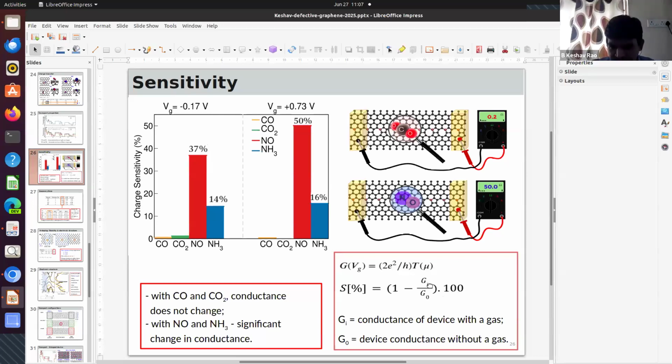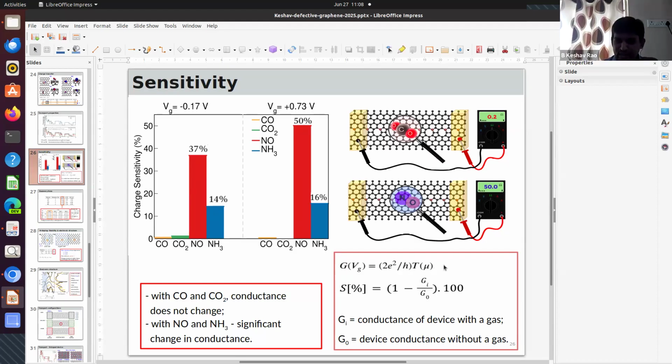See here, if G_i was 0.5 and G_0 is 1, then 1 minus 0.5 gives 0.5 for capital S. But if G_i is 0.2, then 1 minus 0.2 gives 0.8. So if G_i, the conductance, is reduced, S increases. Conductance means 1 by R. If conductance can be obtained, fine, but experimentally resistance is what is obtained. For explanation, I just said that conductance is the reciprocal of R.